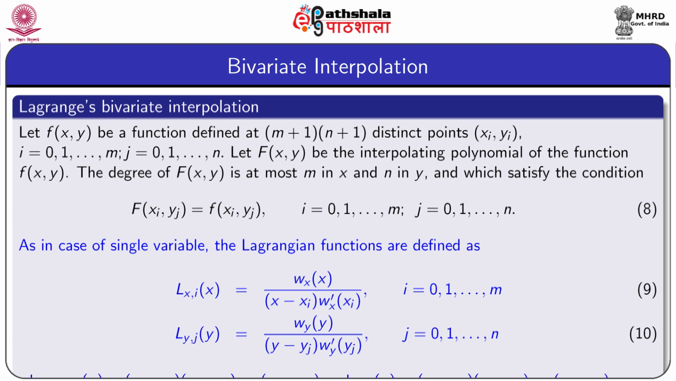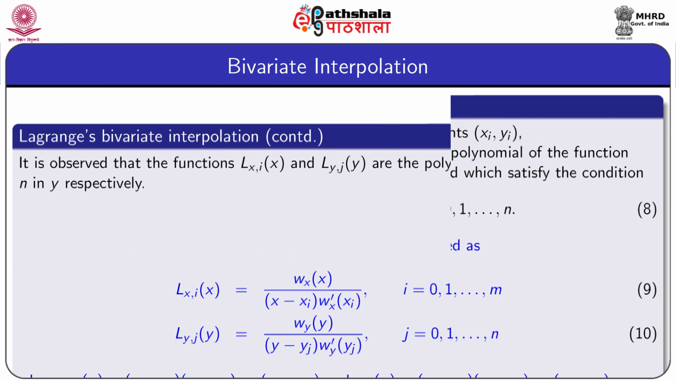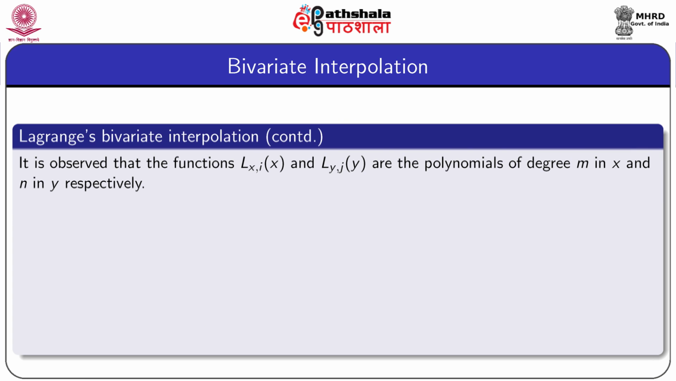That means the equation 9 and 10 gives the Lagrangian function for x alone and for y alone, where Wx of x equal to (x minus x0) into (x minus x1) up to (x minus xm), and Wy of y equal to (y minus y0)(y minus y1) up to (y minus yn). It is easy to observe that the function Lxi of x is a polynomial in x of degree m, and Lyj of y is another polynomial of y of degree n.